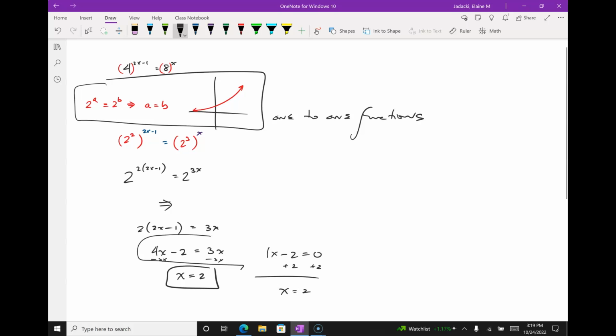I don't show this stuff anymore. I just expect you to be able to move something and change the sign, right? And you can kind of see that if I move the 3x to the left, it becomes negative, and the 2 to the right becomes positive. Do you see that? Good. Let's do another.